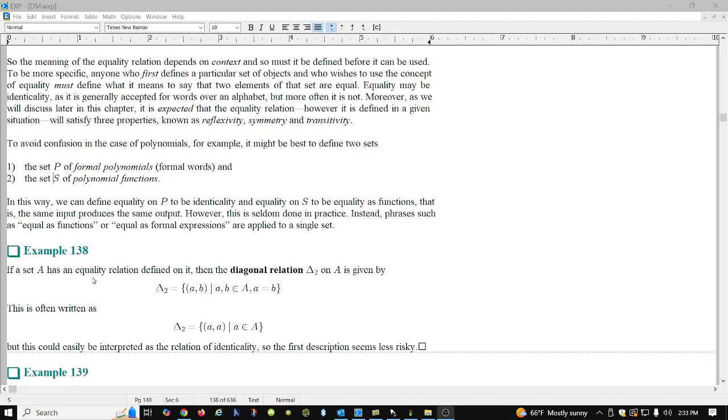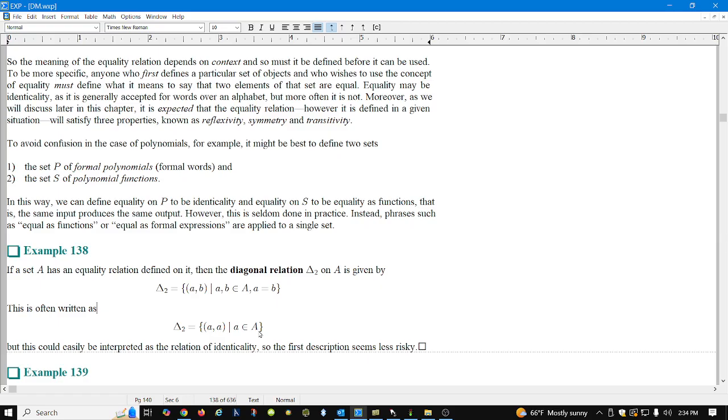If a set A has an equality relation defined on it, then you can define the diagonal relation, delta 2. The 2 because it's a binary relation on the set A, and it's given as this set of ordered pairs (a, b), where a and b both come from the underlying set, and a equals b. And this definition would not make sense if there was not already a notion of equality defined on the set A. And you'll find in books that this is often written in this manner: ordered pair (a, a) for a in the underlying set.